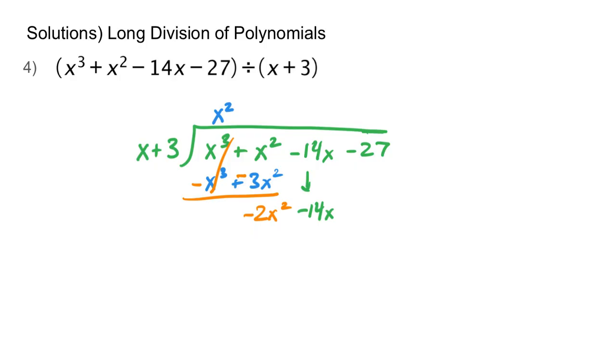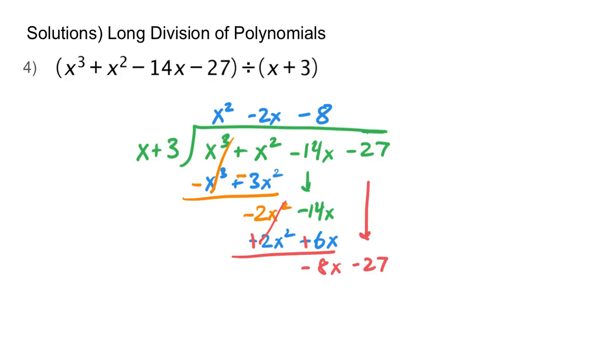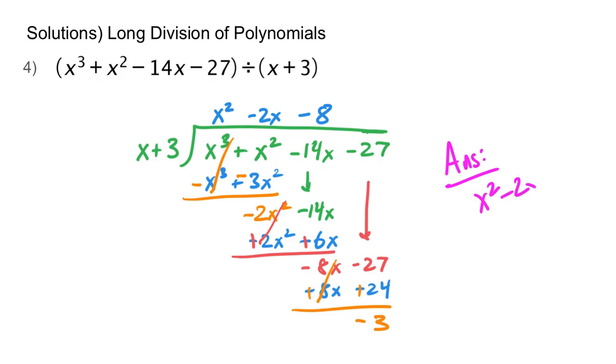Now, what times x will give me negative 2x squared? I'll distribute my negative 2x through. I'll change it to a subtraction problem, and I'll add these two things together, and then bring down my next term. All right, what times x will give me negative 8x? Negative 8, and I'll distribute that through. I'll change it to a subtraction problem and come up with my final answer with the remainder of negative 3. So my answer: x squared minus 2x minus 8 plus negative 3 over x plus 3.